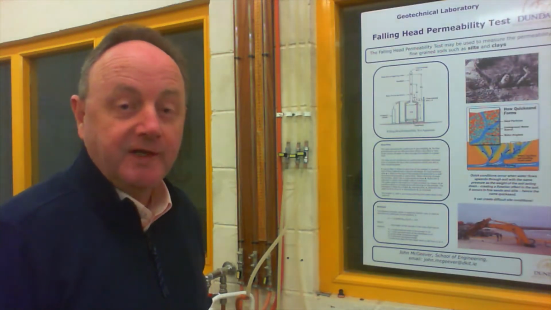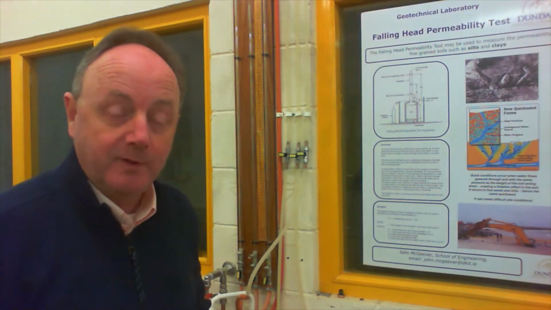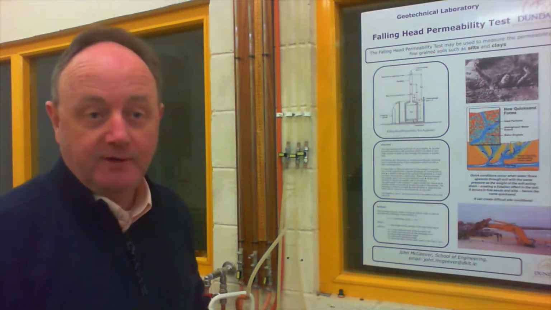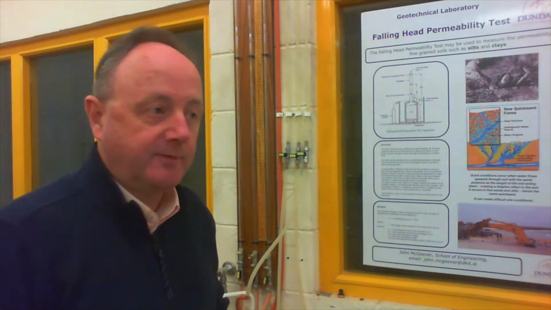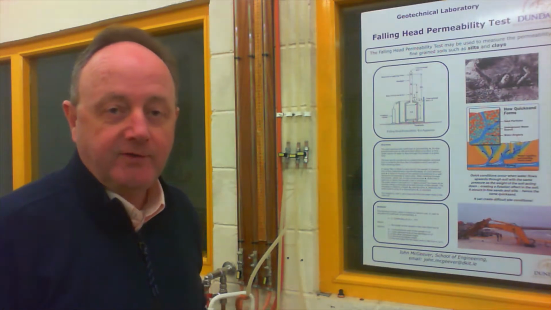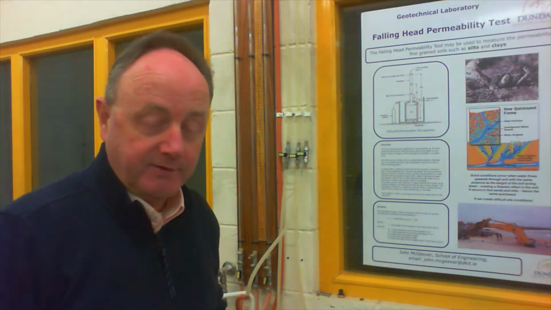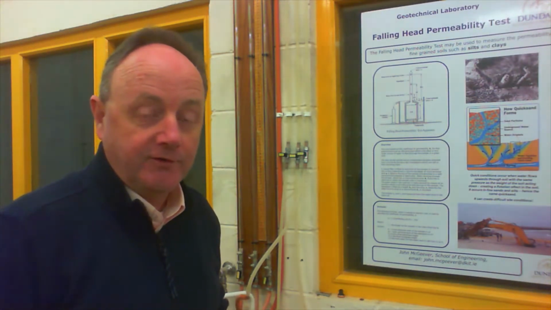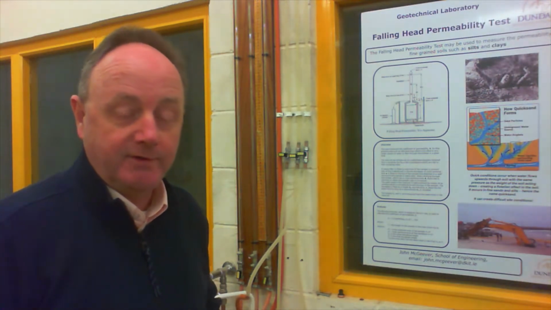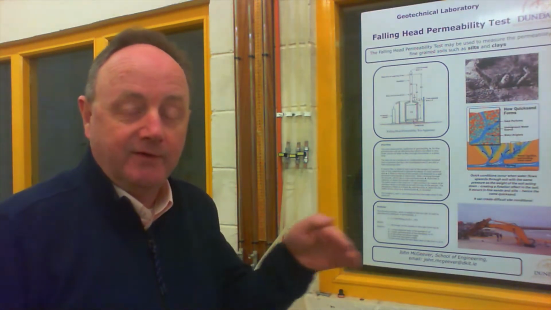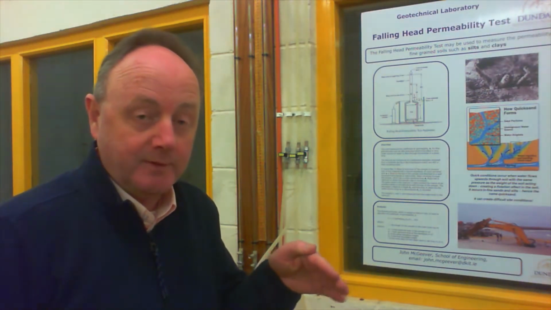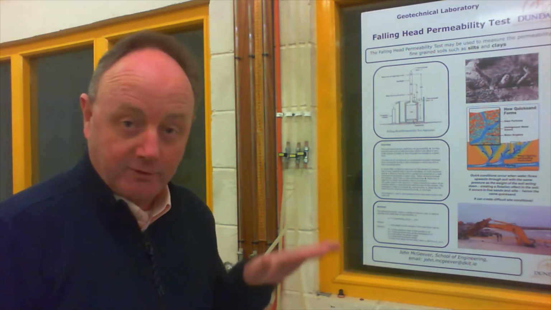Okay, we're going to have a look now at one of the two permeability tests that we are conducting as part of our soil mechanics labs this semester. This test is the falling head permeability test, and it's conducted on soils that can have very low permeabilities. In fact, you can use it from fine sands, which are reasonably permeable, right down to materials like clay, which let very little water through at all.